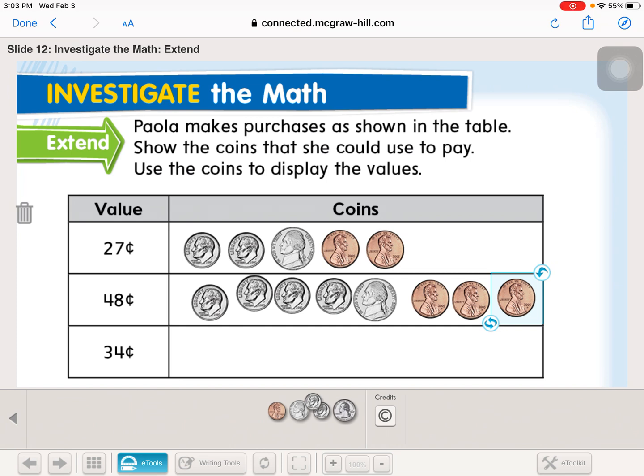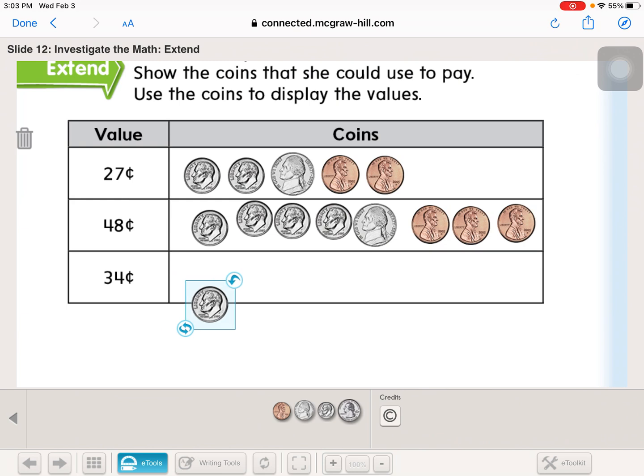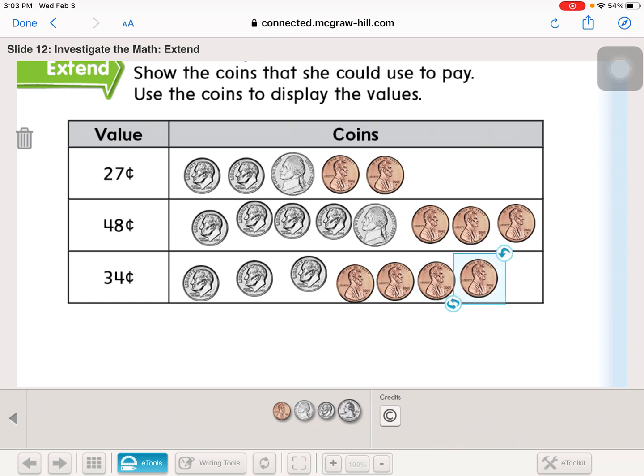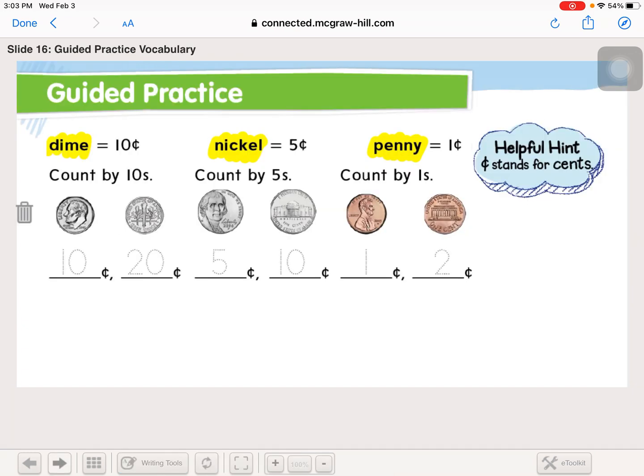Okay, and then 34, 10. Oh, I don't know why it always does that to me. 10, 20, 30. Now I can't use a nickel because it's too much, so I've got to use my pennies. 34. Now, like I said, we could do this in a different way, but that's the easiest way in my opinion.